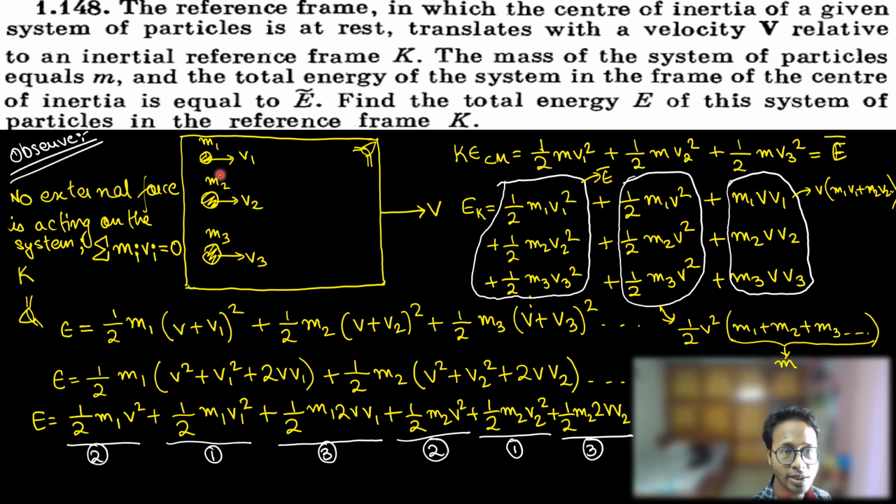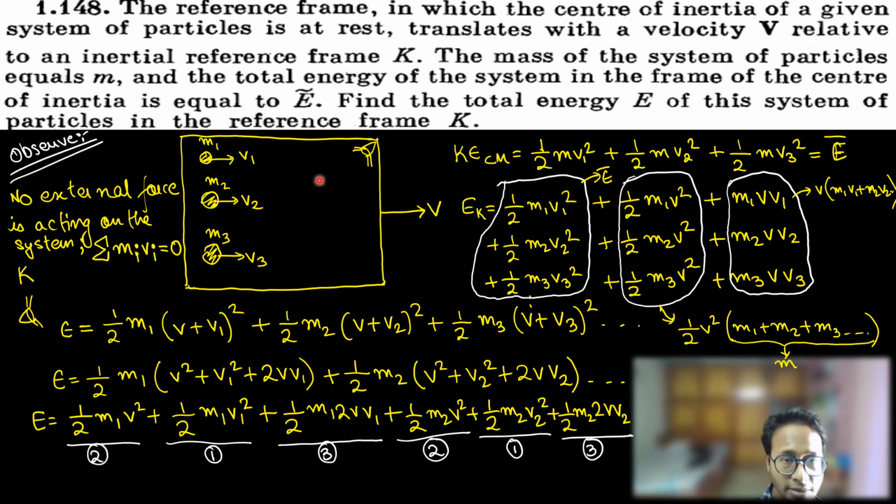So m1 v1 is nothing but the momentum of the system as seen by this CCTV. m2 v2 is nothing but the momentum of the system as seen by this CCTV. And what is the net momentum of this system as seen by this CCTV? Zero. Why? Because no external force is acting on it, and this box as seen by this CCTV is static, no? This box, as seen by this CCTV, is not moving anywhere.